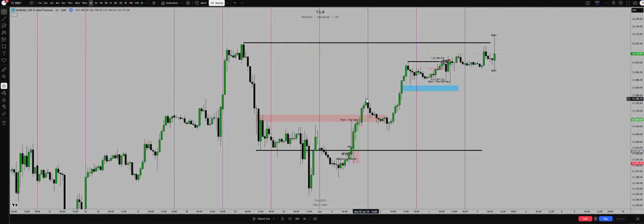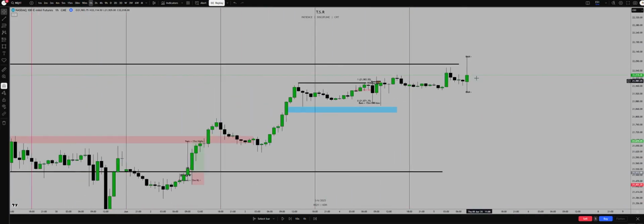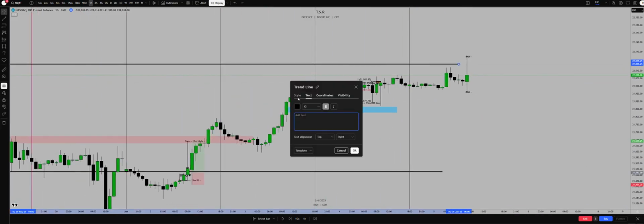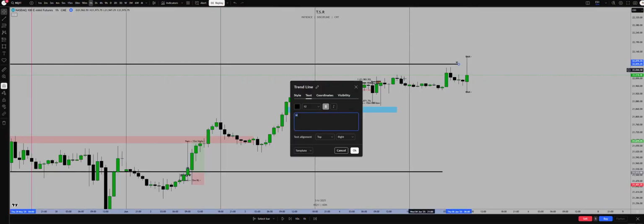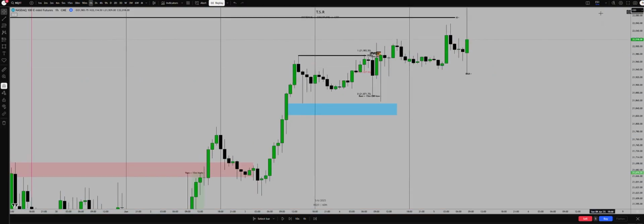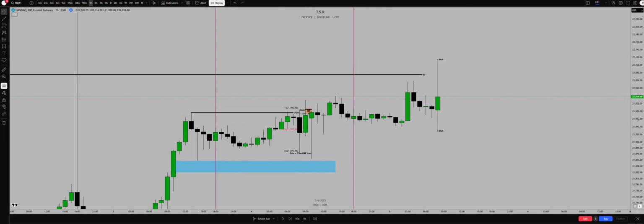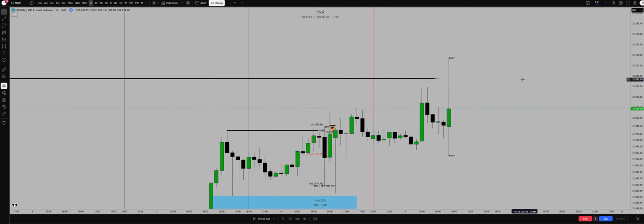Manipulate, retrace, expand, consolidate, expand. That's exactly what happens. So this is a very important key, extremely important key level for us. Okay, going to put that in the middle, and that's going to be our key level there.